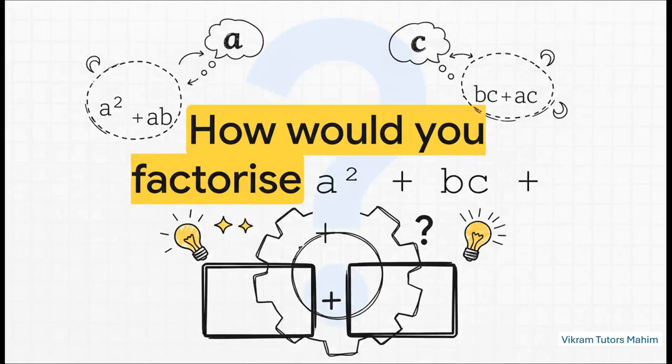Okay, let's try another one. Now this one, a squared plus bc plus ab plus ac, it looks a little weird. The terms are all mixed up. But remember, we can rearrange things. What if you put the terms with a next to each other and the others next to each other? Give it a shot. If you group them smartly, the path to the answer just kind of opens right up.